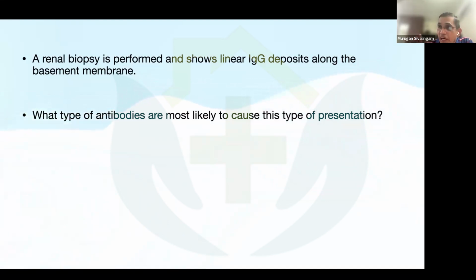The linear IgG, think of Goodpasture's. If it's pauci-immune or no immune deposits, you think of ANCA-positive vasculitis. Does that make sense?